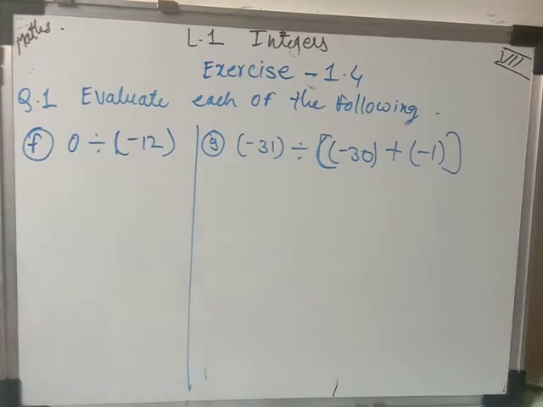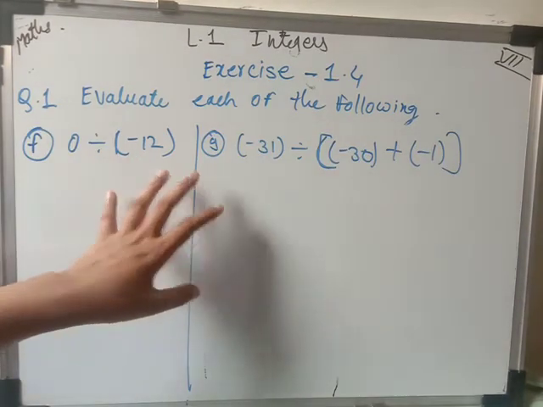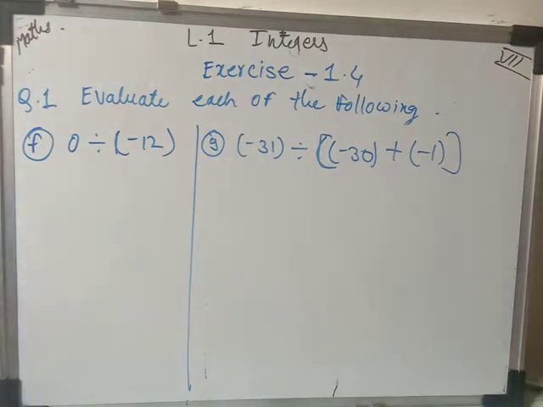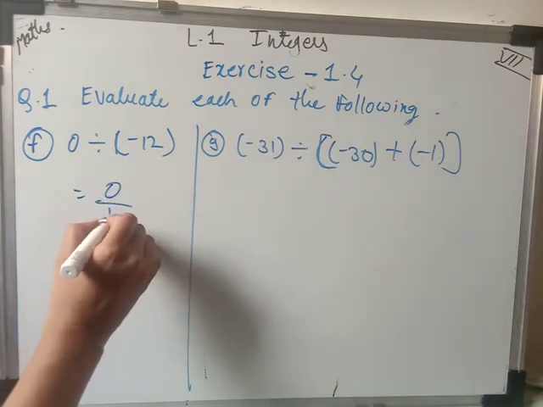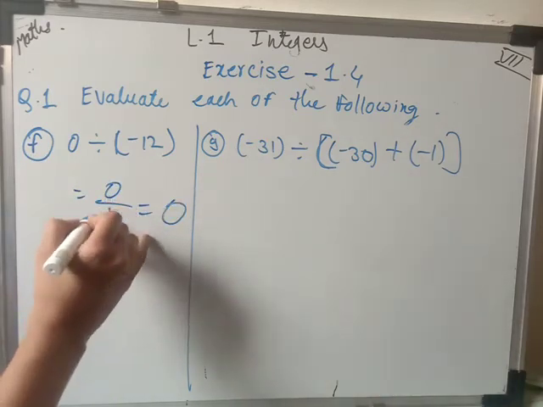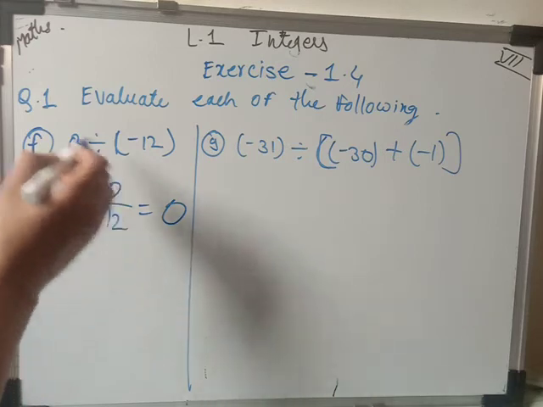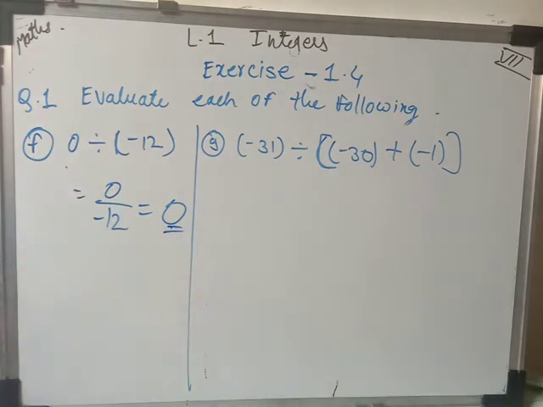Now from question number 1, I am going to solve two more questions, and the last 2 questions you have to solve yourself. So here we have learned that if 0 is divided by any integer, the quotient is always 0. 0 divided by 12 is equal to 0.